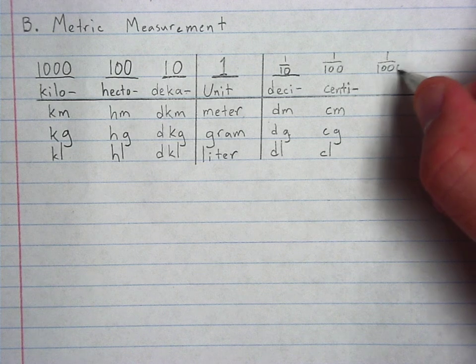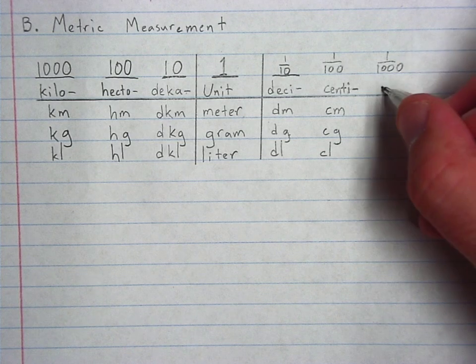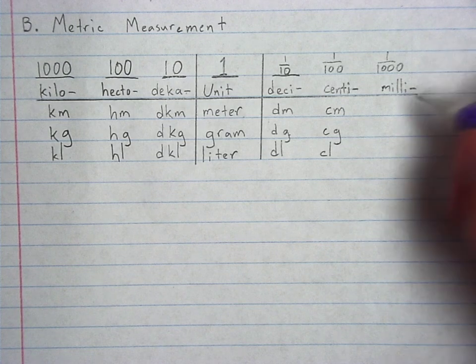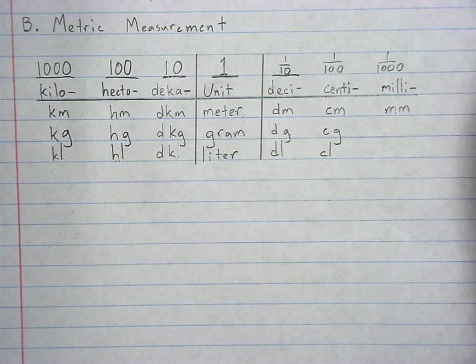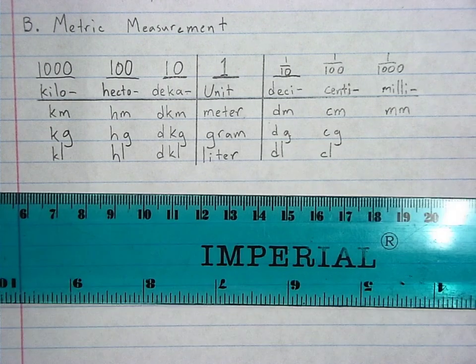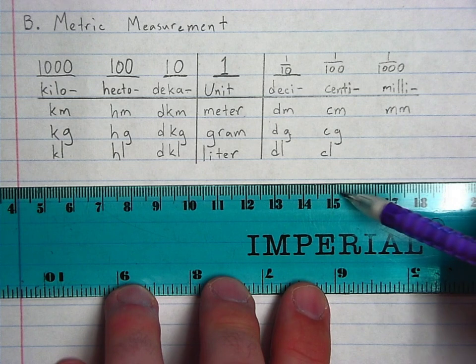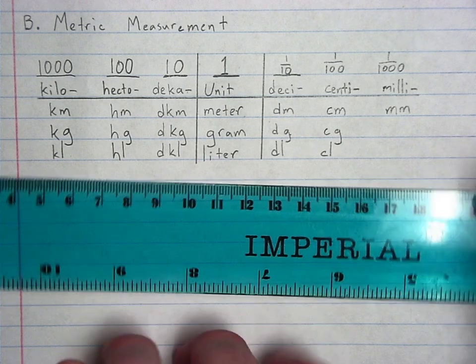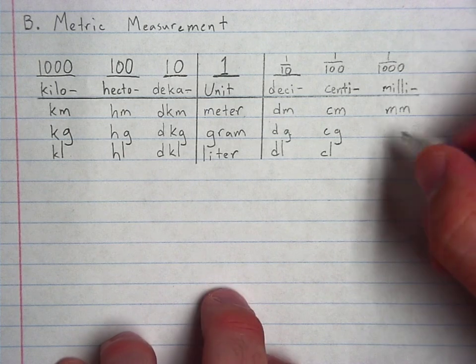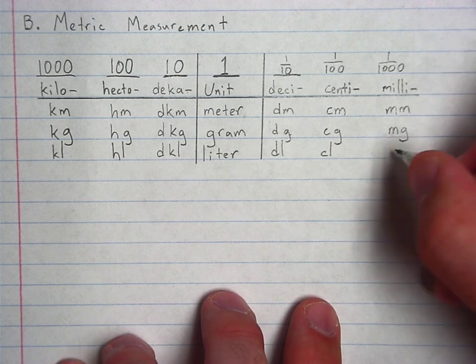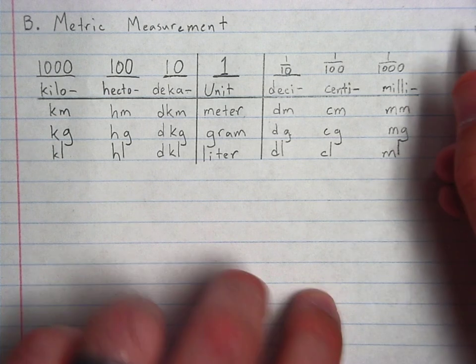Finally, out to the thousandths place, we use milli. Millimeter. If you take a look at a ruler like the one I've been using, here's the centimeters across the top, and those tiny little lines are the millimeters. Millimeters. Milligram, and milliliter.